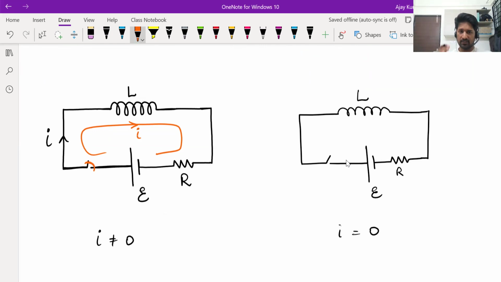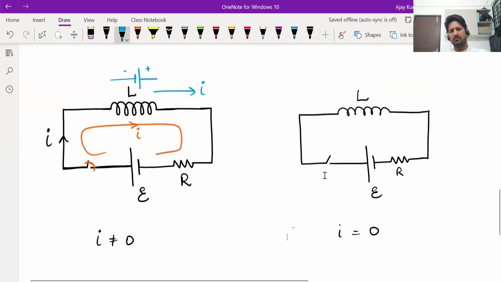So here what is happening? The flux tends to decrease. Then the induced EMF should support it. Means it should support this current. So in this case, the induced EMF will be in the same direction as current. It will try to produce more current in this direction. So you'll see positive on this side and negative on this side. Okay, we'll discuss this in detail later.